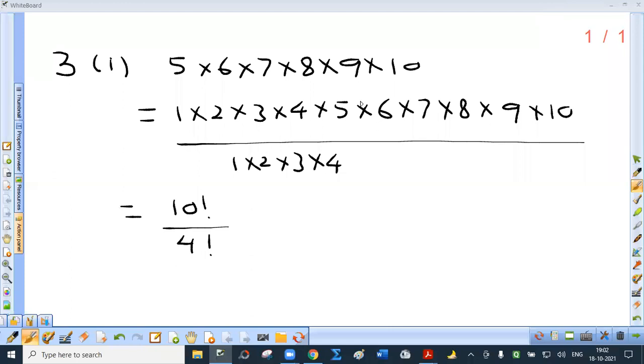Third one, write in terms of factorials. First part, 5 into 6 into 7 into 8 into 9 into 10. Will you say this is product of 6 numbers or 6 factorial? No, first 6, then only 6 factorial. So we multiply and therefore we have to divide by 1 into 2 into 3 into 4. So that numerator becomes product of first 10 natural numbers. Naturally, it is 10 factorial. What is denominator? Product of first 4 natural numbers, 4 factorial.